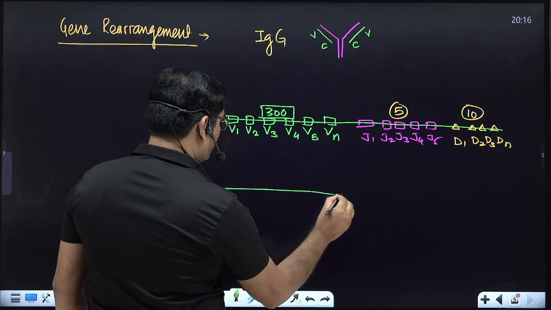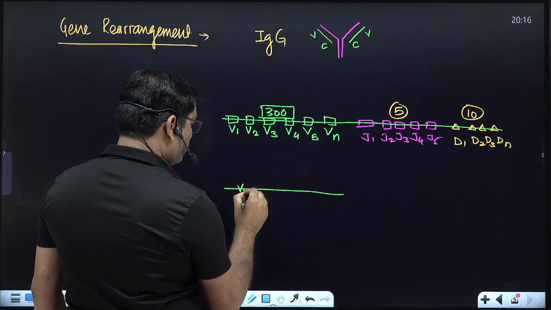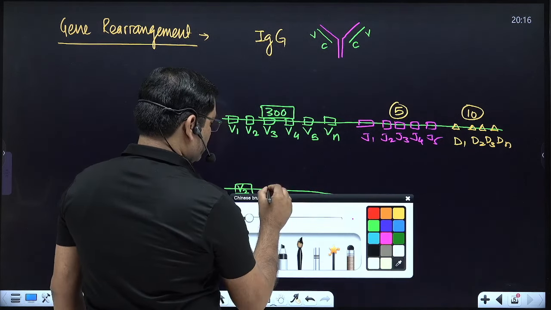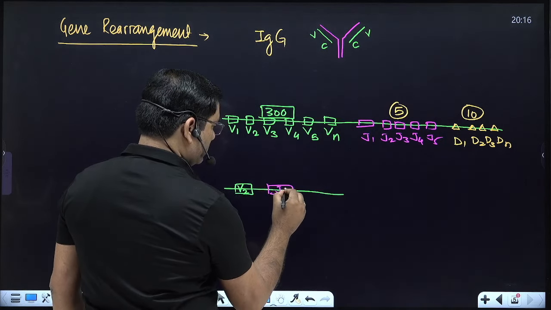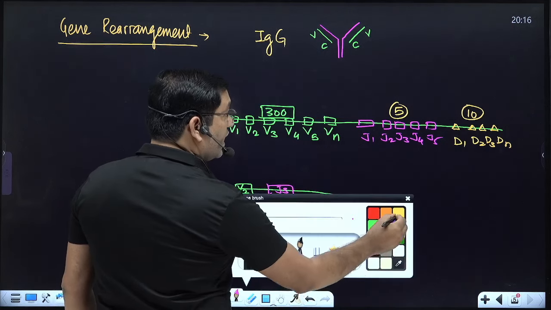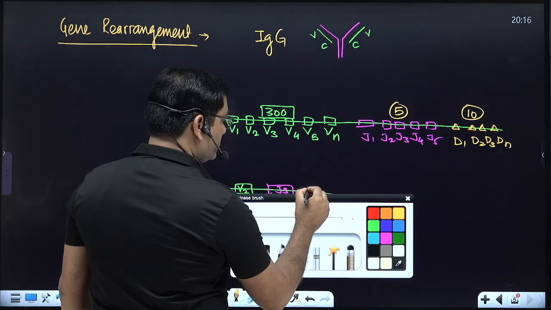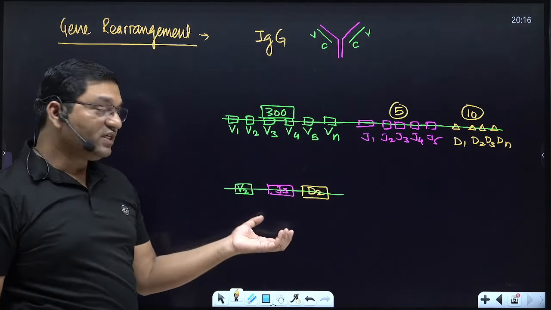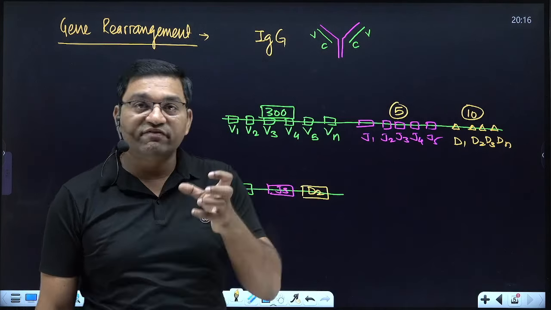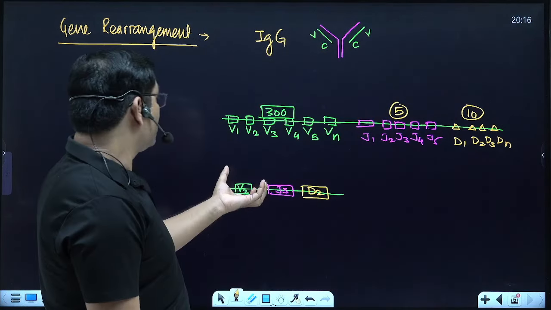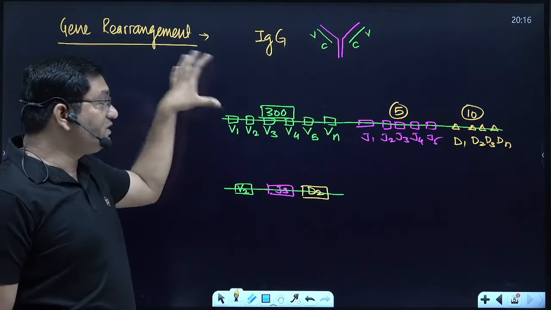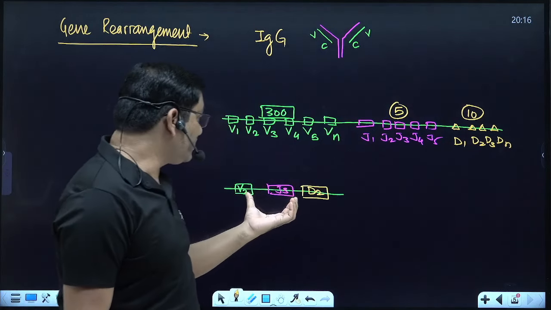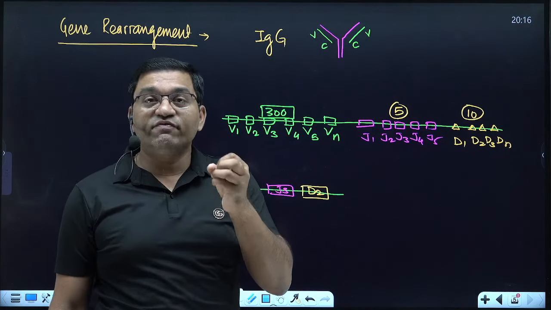So suppose this is V2, J3, and this is D2. By different combinations, different genes are produced and different antibodies are produced. This is known as genetic rearrangement. By the genetic rearrangement of the genes, different genes are produced that will produce different antibodies.